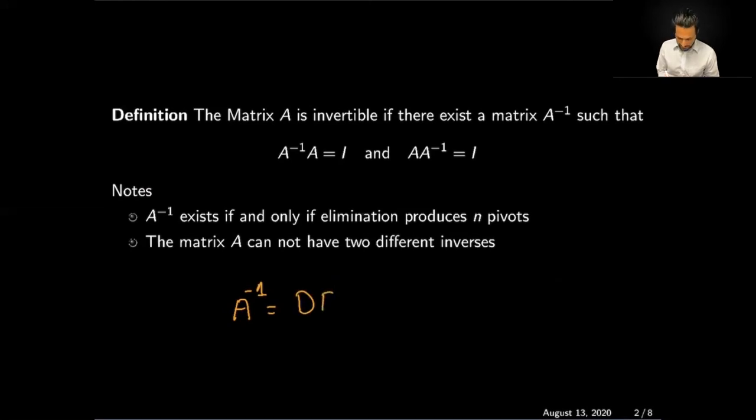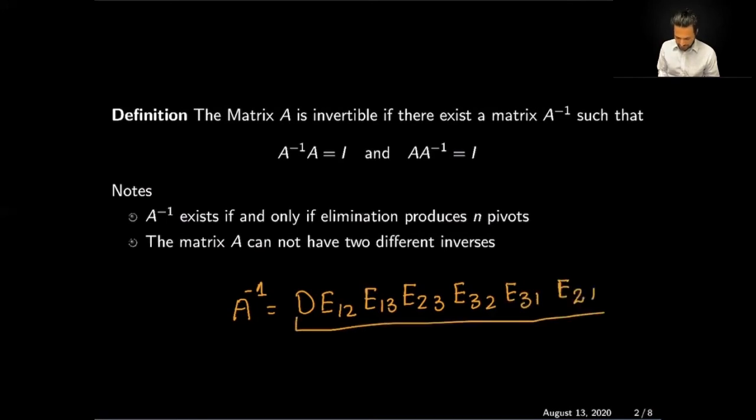and then you multiply this diagonal matrix by the elementary matrices E12, E13, E23, E32, E31, and E21. So this was the series of multiplications which produced the inverse matrix.